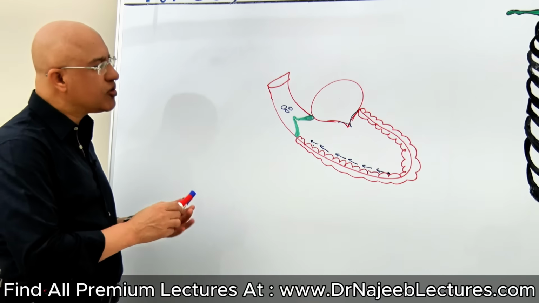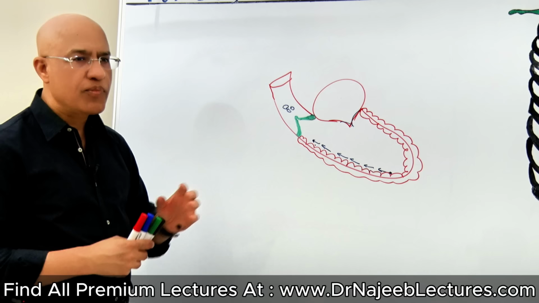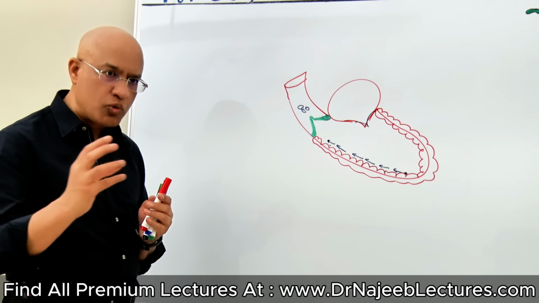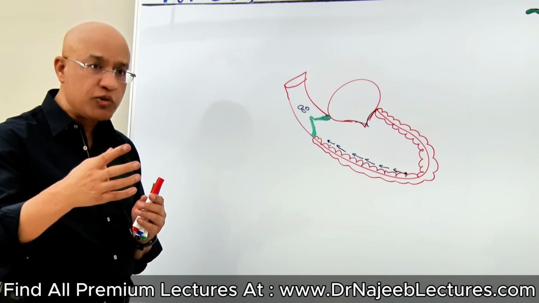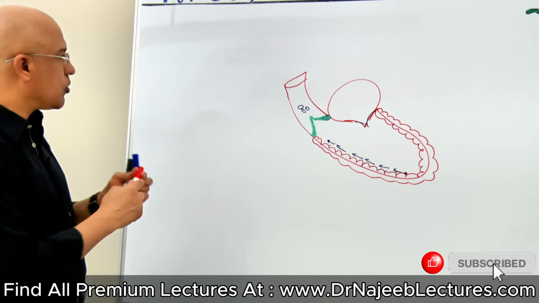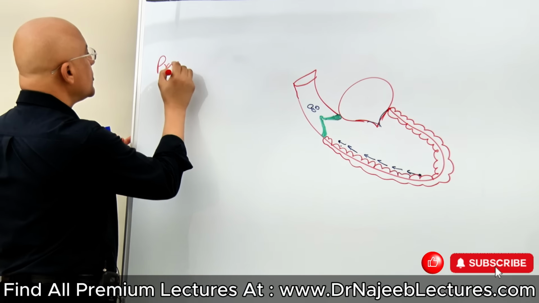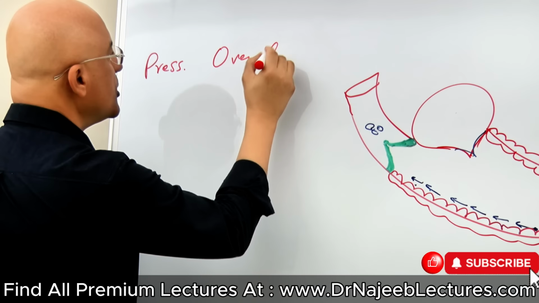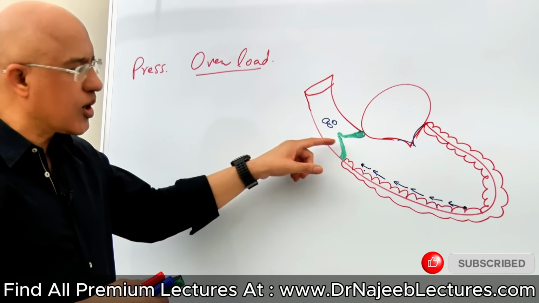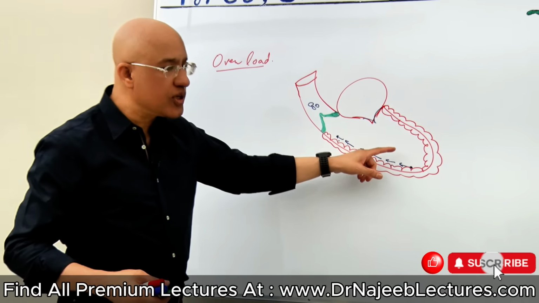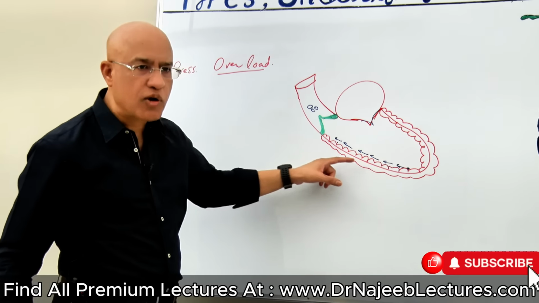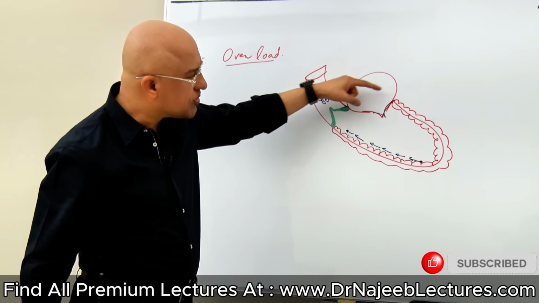Whenever there is a chronic condition with more resistance to the outflow of the left ventricle, and the left ventricle has to pump stronger than normal, we say the left ventricle is under pressure overload. What is the term? Pressure overload. So in all those pathological conditions which produce pressure overload, the left ventricle has to generate more pressure, and if these are chronic conditions, eventually the left ventricle becomes hypertrophied. Most of the time this is concentric hypertrophy.